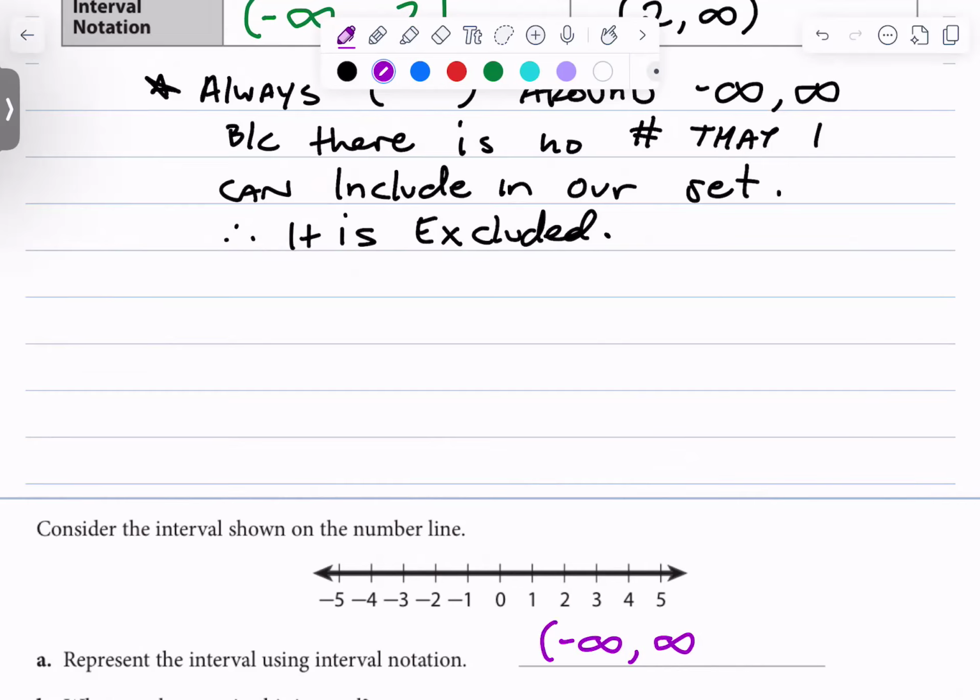And since those are infinities, we're never going to include them, right? Because we can't put a number on it. They're going to be excluded. Okay.